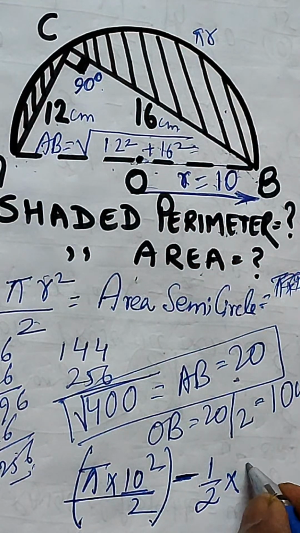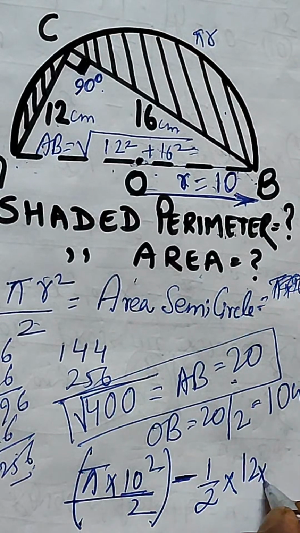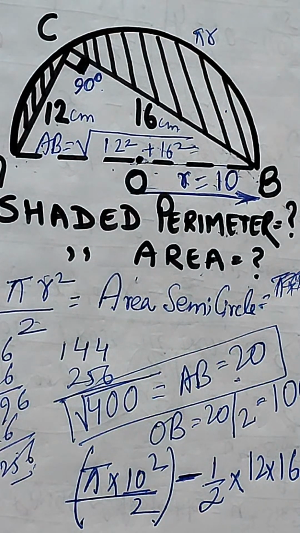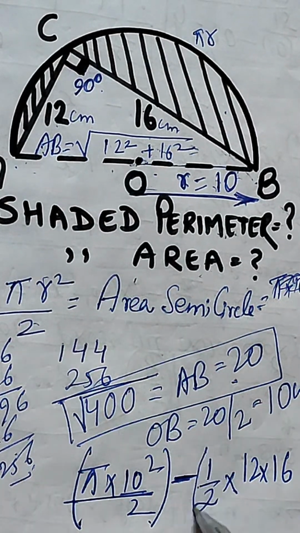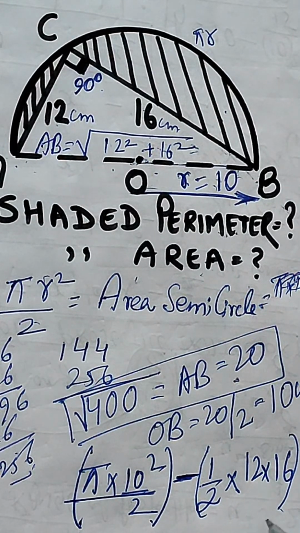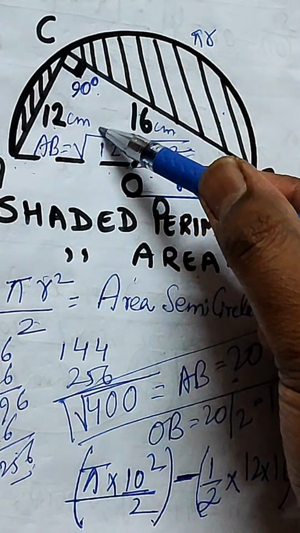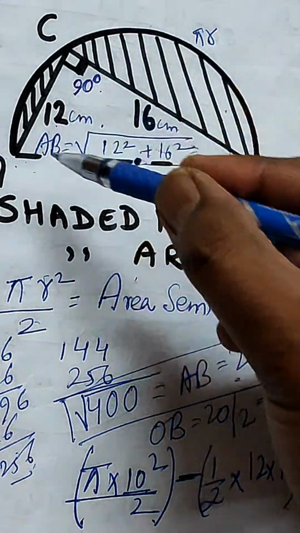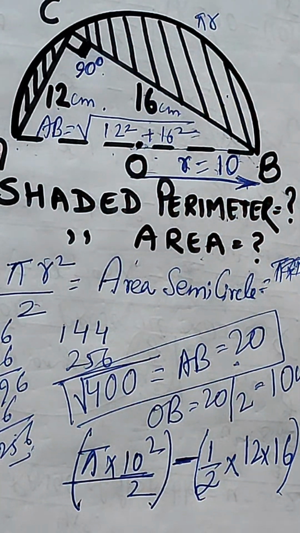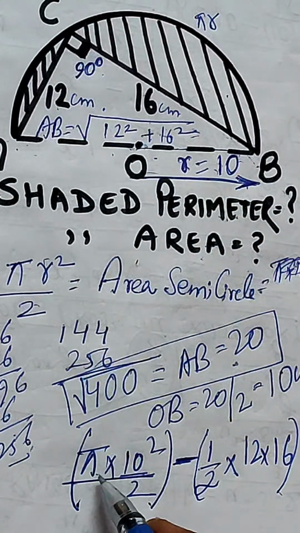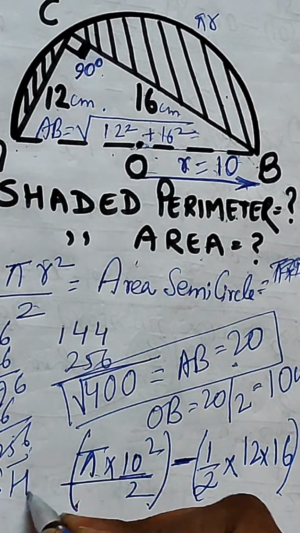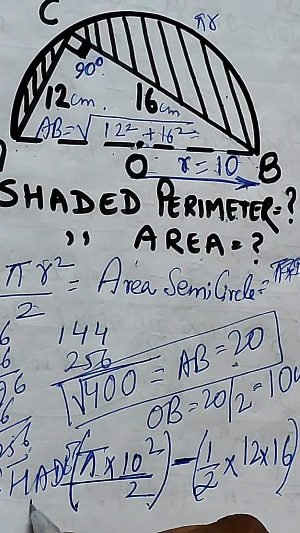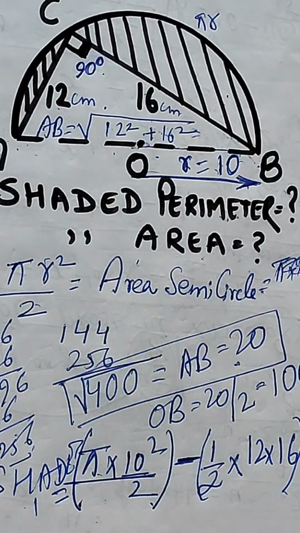So half into 12 into 16, right? This will give you the area of the triangle, right? So this blank area should be subtracted from the area of the entire semicircle, right? So the shaded area is equal to this much.